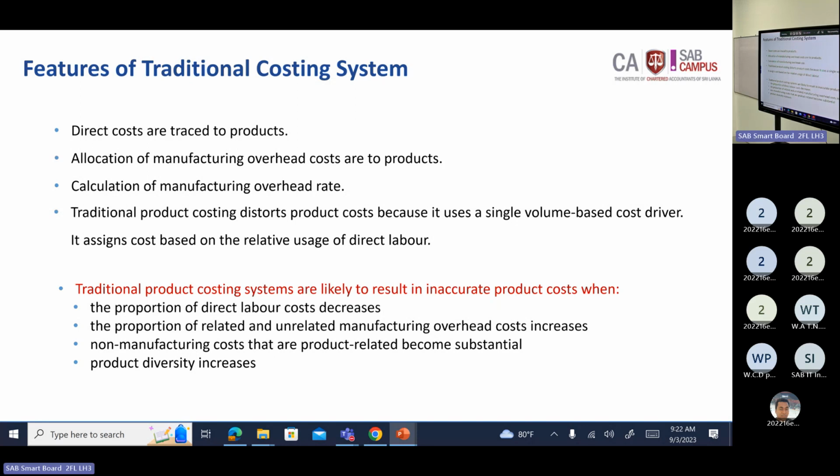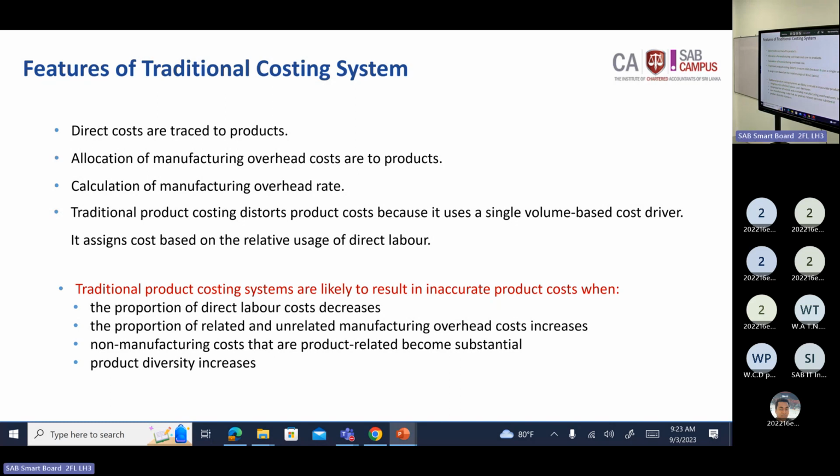Right? Product diversity increases. In one factory you are producing so many diversified products. Normally in our activities we take a factory producing only 2 or 3 products. But when you are producing so many products, it is very important that you get the overhead cost allocation right. Otherwise, your pricing would be low, your total cost will be affected.